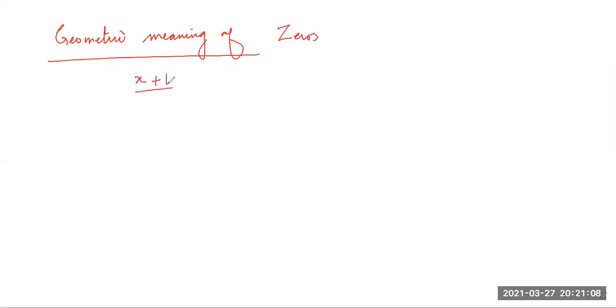What is the geometric meaning of zeros of a polynomial? Let's say you have a polynomial x plus 1. Now let's say you draw a graph of x plus 1. So we want to represent x plus 1 on this graph, the xy plane. So you assume x plus 1 is equal to y. This is the way you plot the graph.